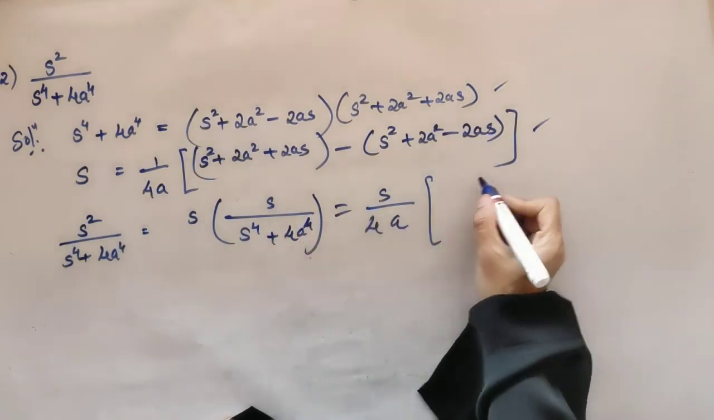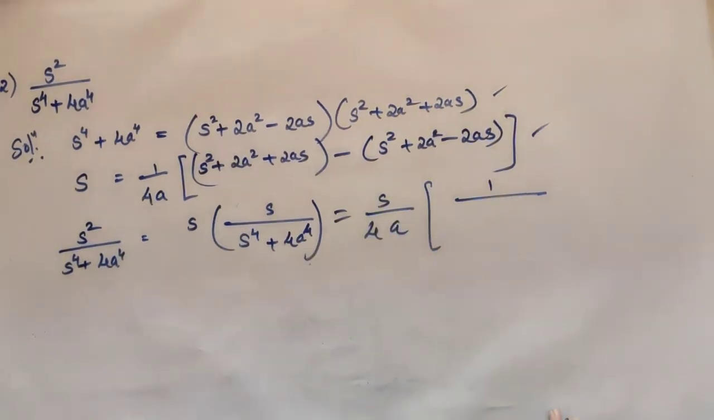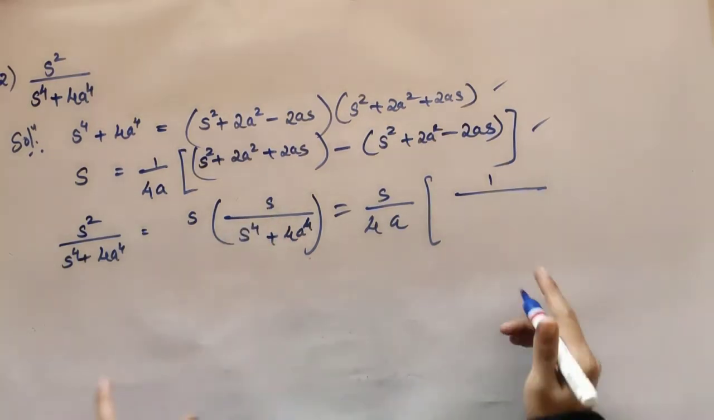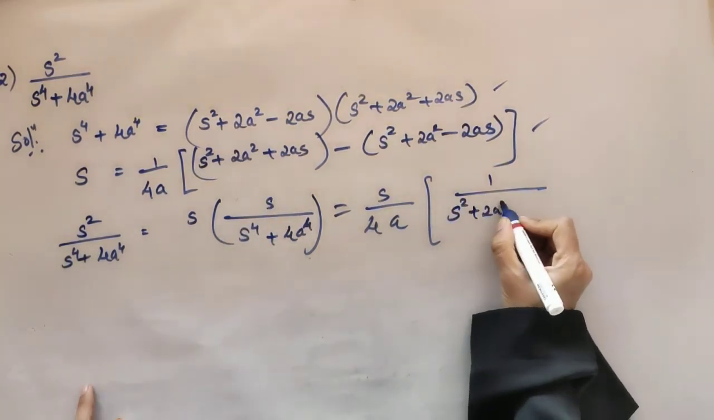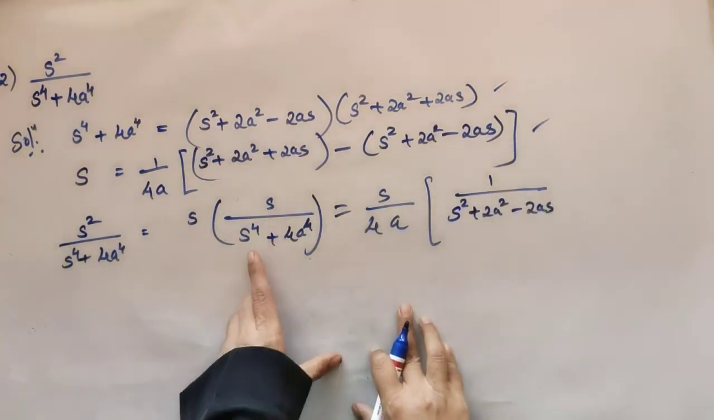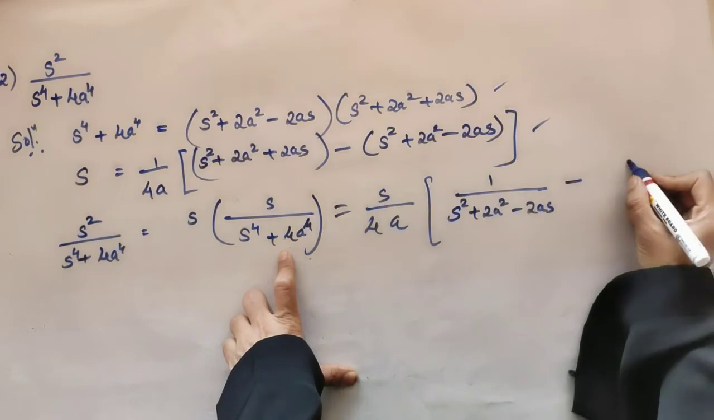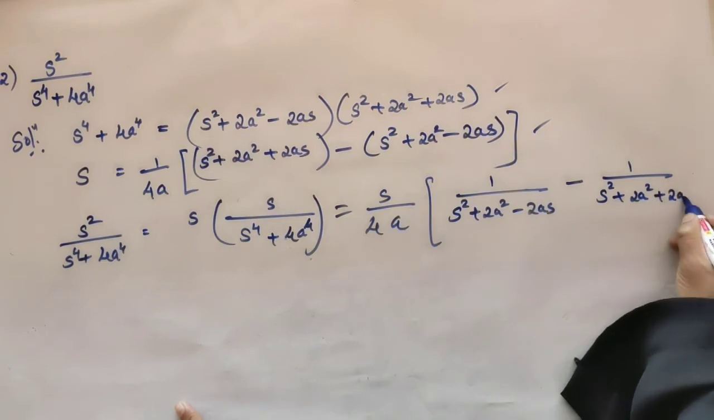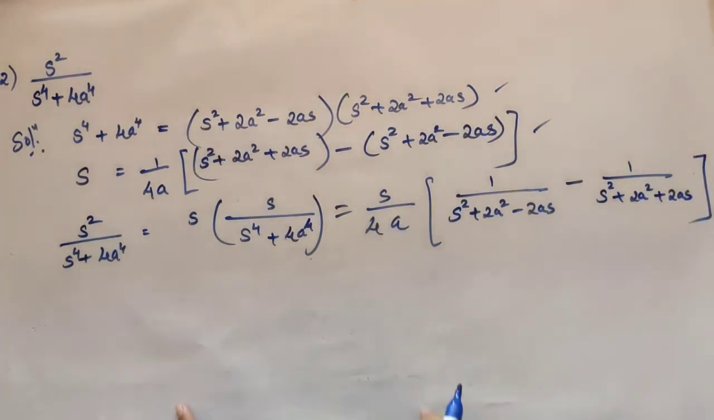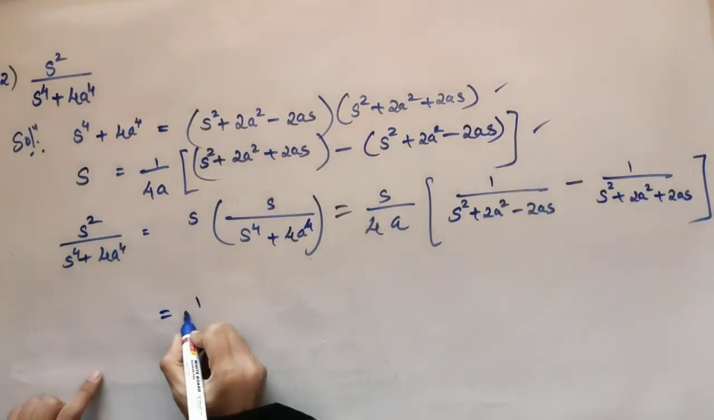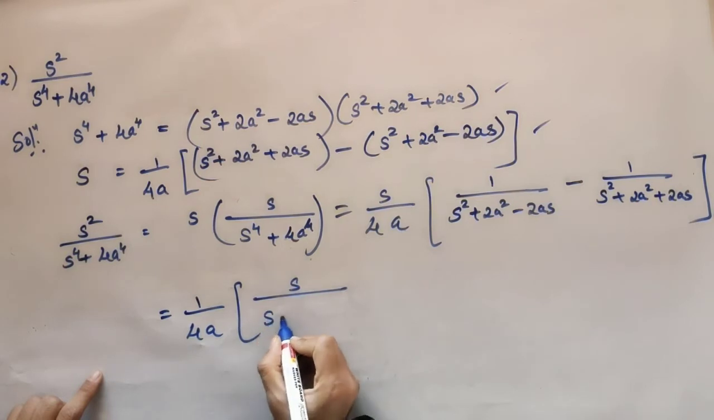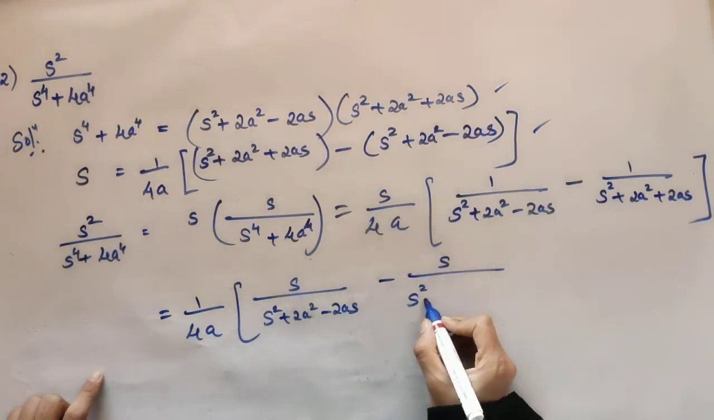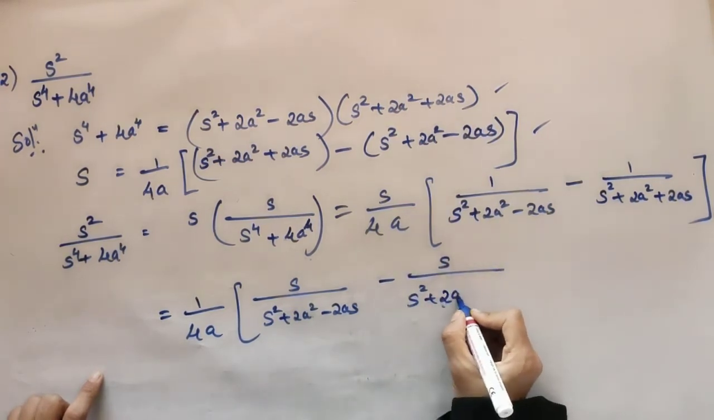See, you have 1 divided by, earlier once you wrote s divided by this, you got the negative bracket first, so it was something like this. The simplified form for s divided by s to the power 4 plus 4 times a to the power 4 was something like this. Just check it, all of you. S square plus 2 times a square plus 2 times as. Okay, it was like this. Now I'll take this s inside. So you will have 1 divided by 4a, s over s square plus 2a square minus 2as, minus s divided by s square plus 2 times a square plus 2as.